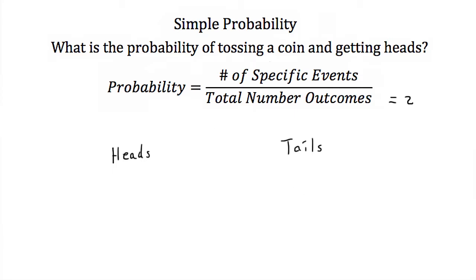Now the number of specific events, this is the number of ways we can get the result we're looking for. And the result we're looking for is getting heads. Well, there's only one way that can happen. That's when the coin lands heads up. So our numerator would be 1. So our probability then, that's equal to 1 over 2, or it's usually expressed as 0.5. We got a 50% chance of tossing a coin and getting heads.